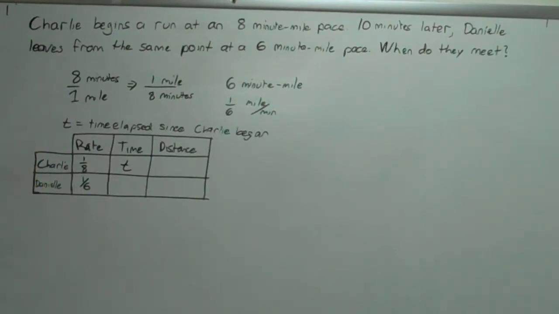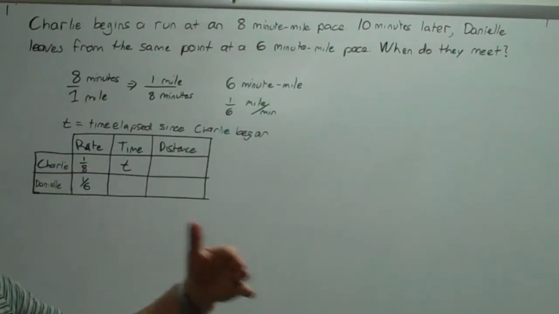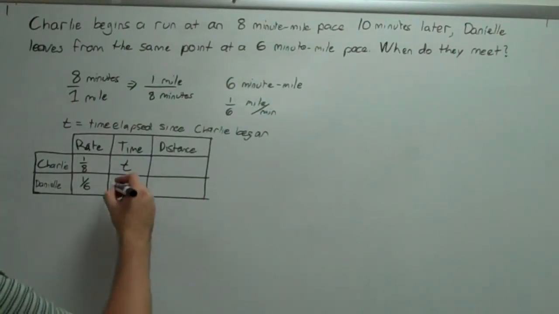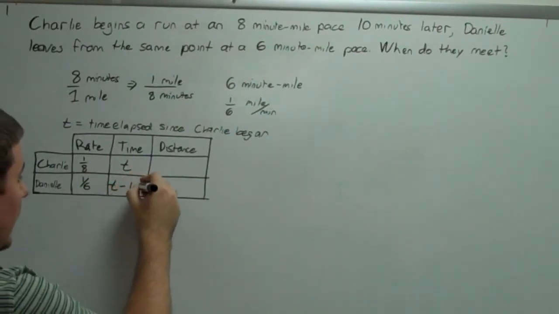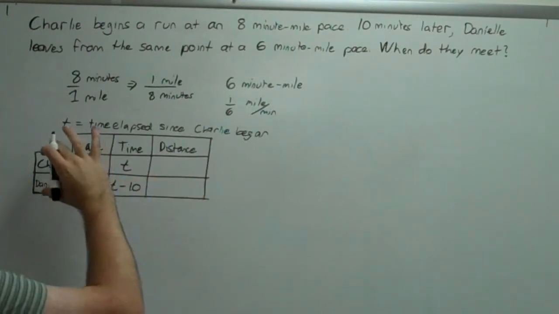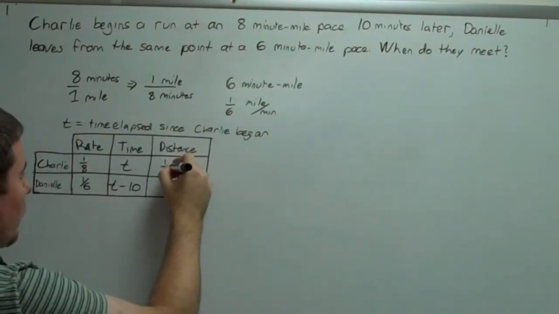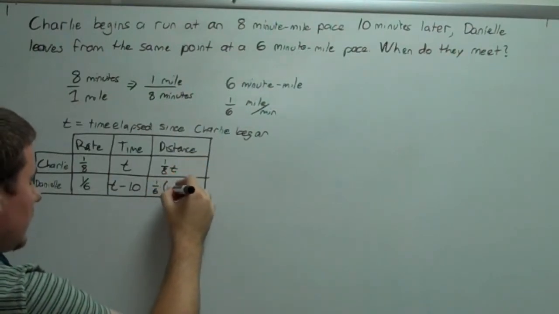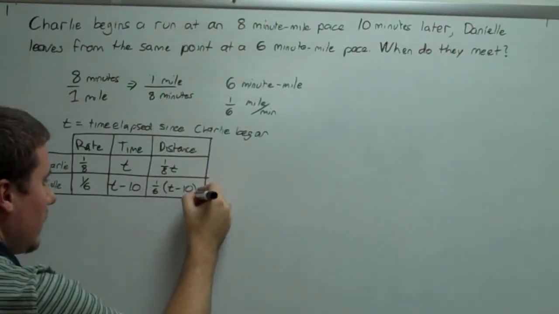Now for Danielle, she started 10 minutes later. So if Charlie's been on the road for 15 minutes, that is T equals 15, well Danielle's only been on the road for 5 minutes. Well, the connection between 15 and 5 is that it's T minus 10. So T minus 10 goes in here. Now we multiply across. 1/8 T is equal to 1/6 of T minus 10.